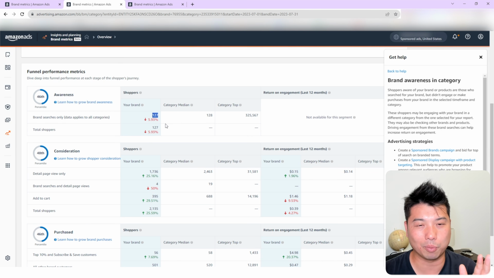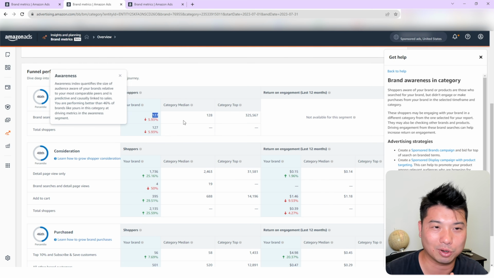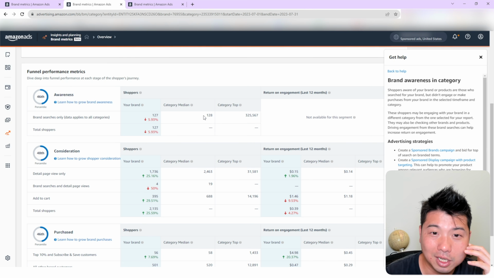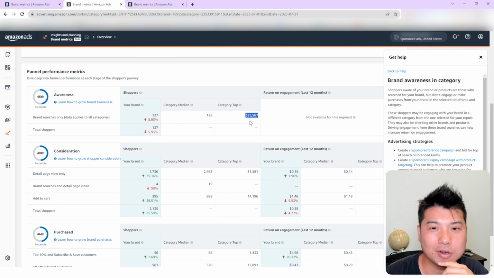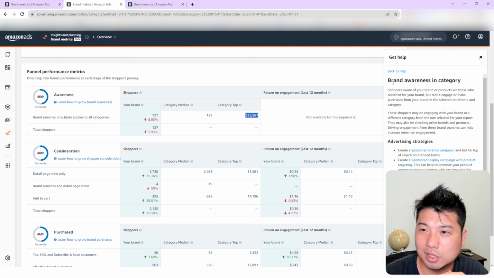So this one is a little bit weird, because you actually want a low number for this particular awareness metric. I feel like it's kind of weird that they did this. You can see we're currently around our category median. The category top, oh wow, okay, the category top has a lot of brand awareness that is not purchasing the product. So let's look at the description.